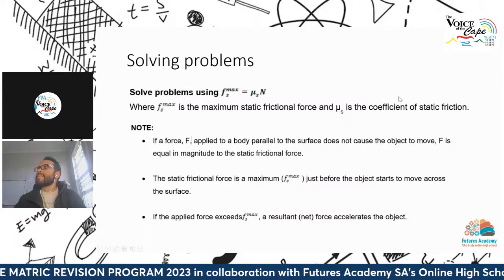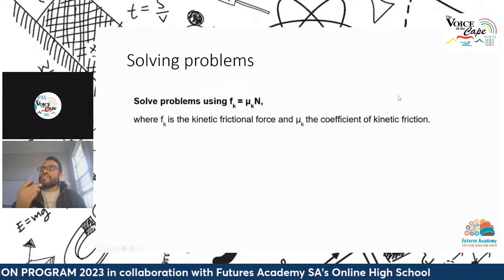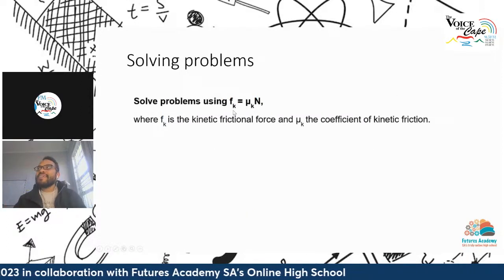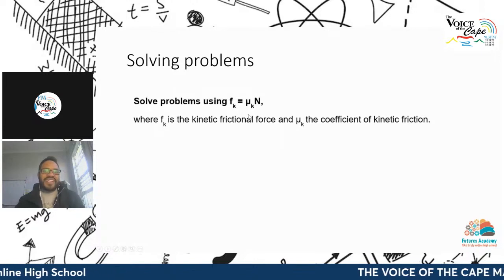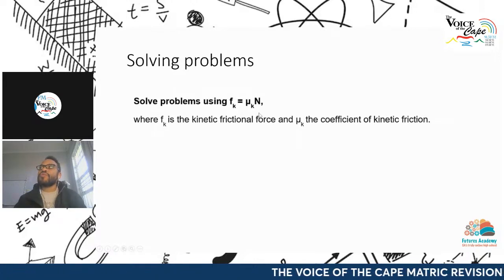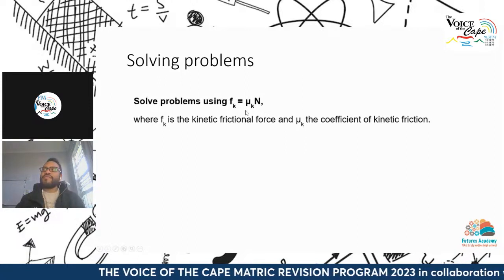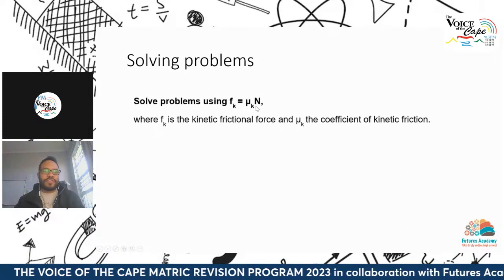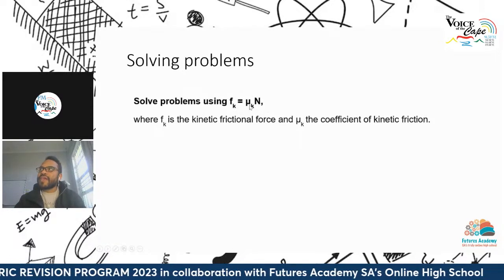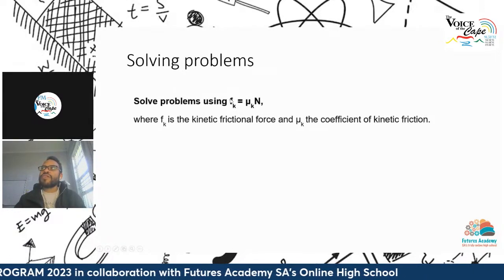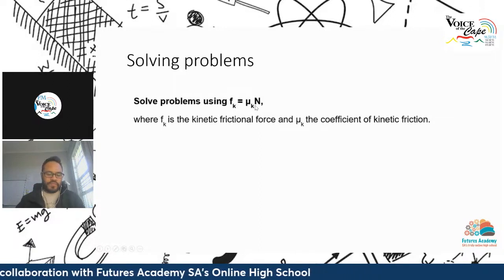Okay. You must also be able to solve problems using the kinetic frictional force, right? Where Fk is the kinetic frictional force, mu k is the coefficient of kinetic friction, and N is the normal force. Okay. So in other words, this is why we say that the frictional force is proportional to the normal force. It's because we need the normal force multiplied by some constant in order to get what the frictional force will be.